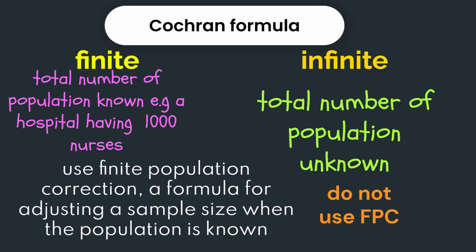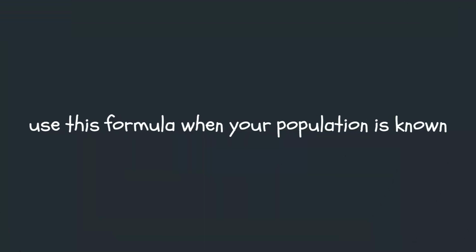the finite population correction. So the second formula I want to talk about is the Yamane formula, and you use this formula when your population is finite. When you know your population, let's say for example, you know that a particular hospital has 1,000 nurses, 2,000 or 5,000 nurses, you can use the Yamane formula.